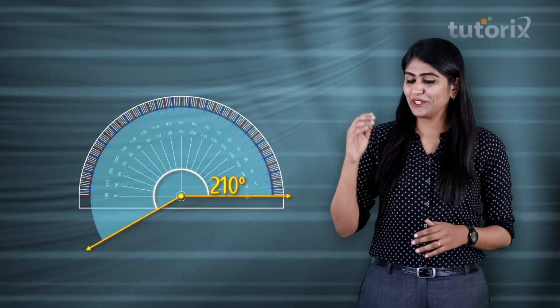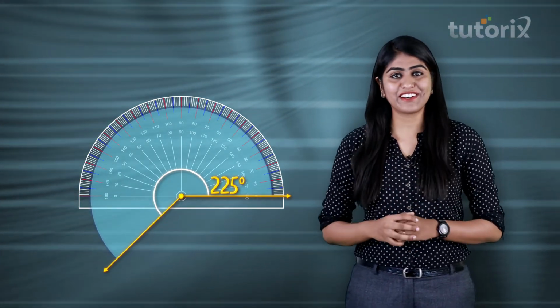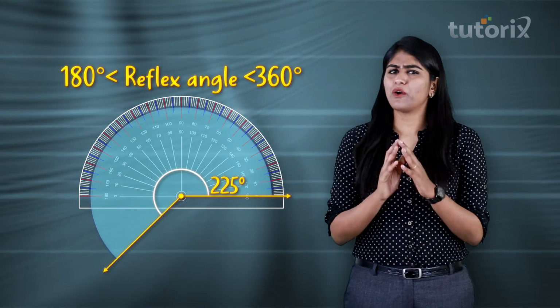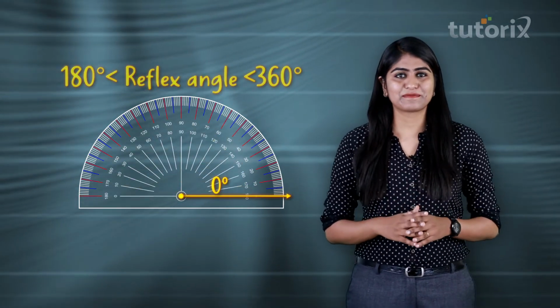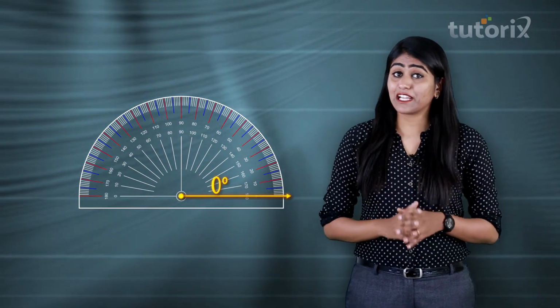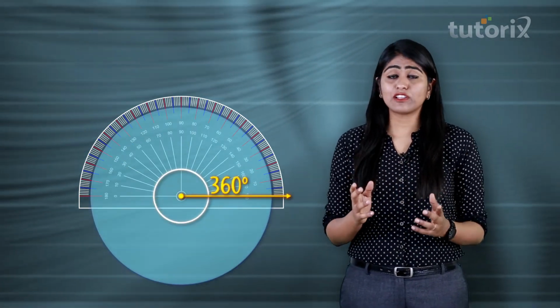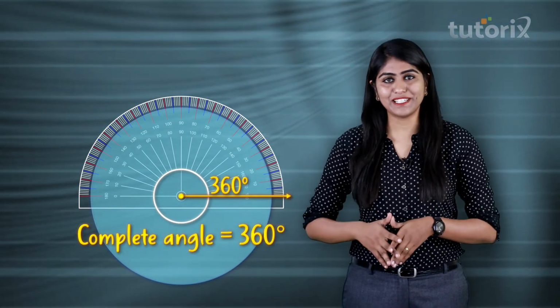Let us turn this ray to make an angle more than a straight angle. An angle which measures more than 180 degrees and less than 360 degrees is called a reflex angle. Okay, what about a case when the two rays coincide with each other? Well, the angle that measures 0 degrees is called a zero angle. When the arm takes a complete turn, the angle of 360 degrees is formed. This angle is called a complete angle.